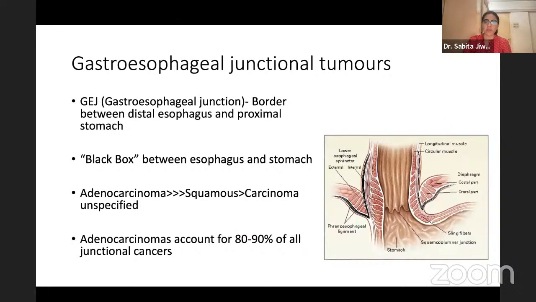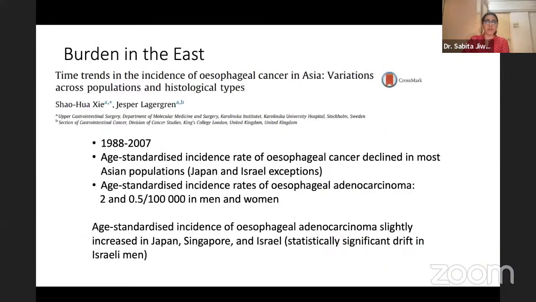And we know that this tumor is becoming more and more prevalent. The incidence is rising. It was initially in the Western world, but now even we are seeing more and more of these tumors. The epidemiology of esophageal cancer has really changed in the last 2 decades, and it is now coming and catching up in the developing world also. So the burden in the East, we have seen that the age standardized incidence of esophageal cancer is declining in Asian populations, such as India, as well as the esophageal cancer belt, the exceptions being Japan and Israel.